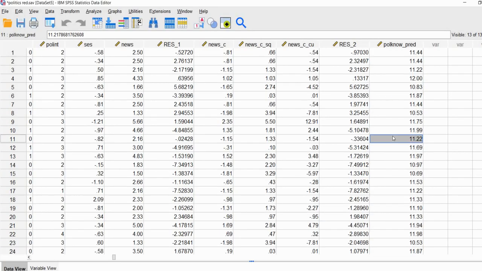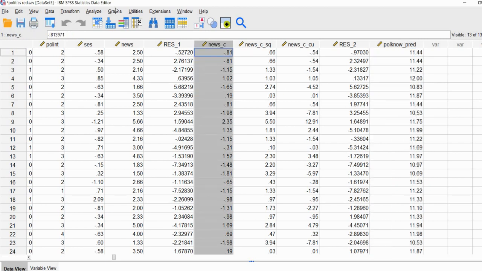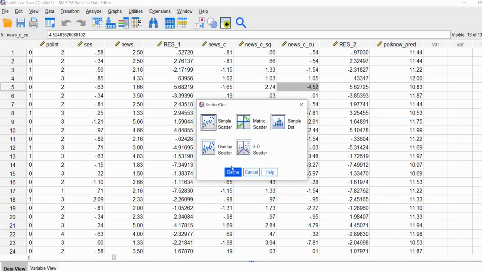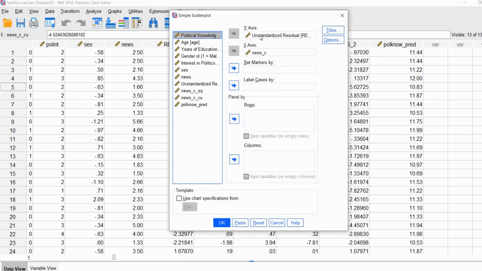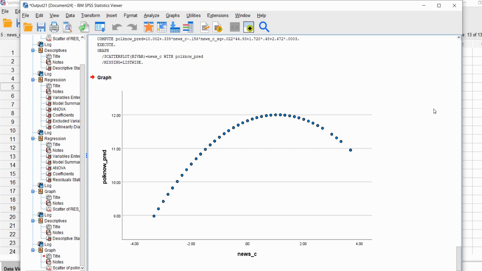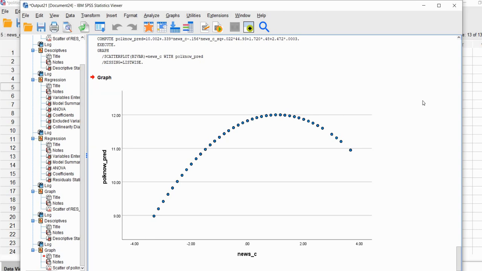Okay, so now let's graph the relationship between the fitted values for political knowledge and news consumption. To do that, we'll go up to Graphs, Legacy Dialogs, and go back to Scatter/Dot. Right there, we'll move our residuals out, move the predicted values in, and click on OK. Now you can see the relationship between news consumption and those fitted values. Again, we're holding those covariates constant at their means.